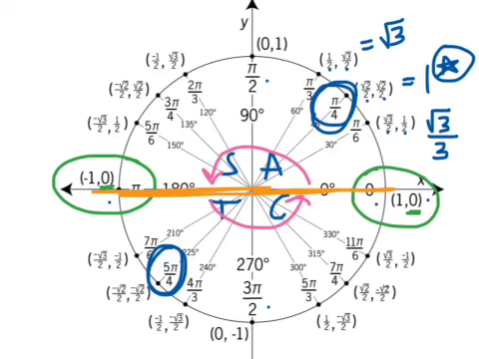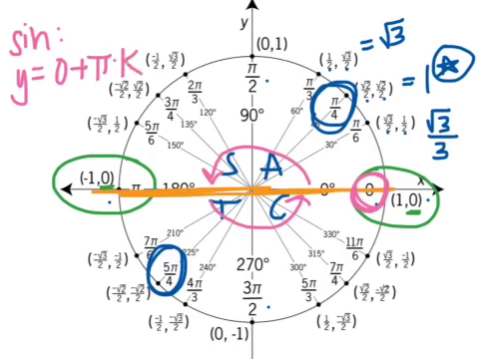So the general formula for that sine function is going to be the smallest angle, which in this case is 0, plus pi. So for sine, I'll just write it up here. We had 0 plus pi times k. Remember, k is just an integer.